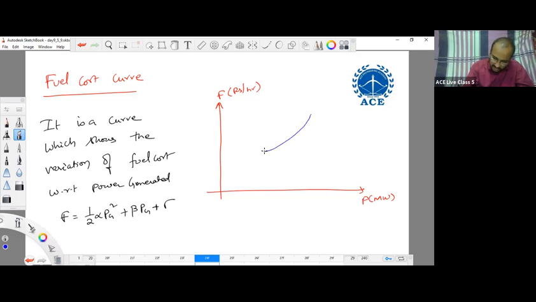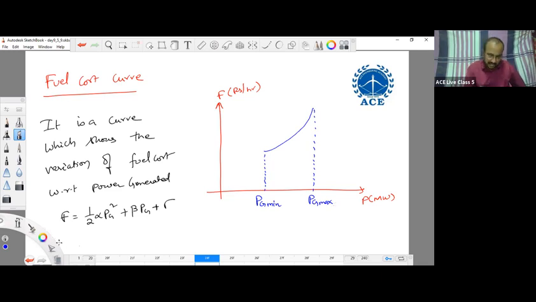So the curve shows like this. So there are limits on power generation. The power which is generated should be within the minimum limit and maximum limit. Why should the power be within the minimum limit and maximum limit? Why are these limits there?